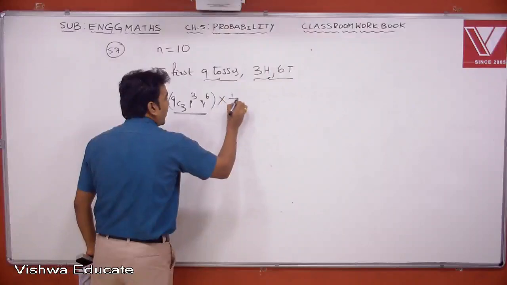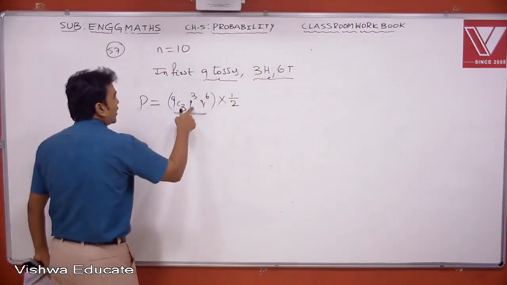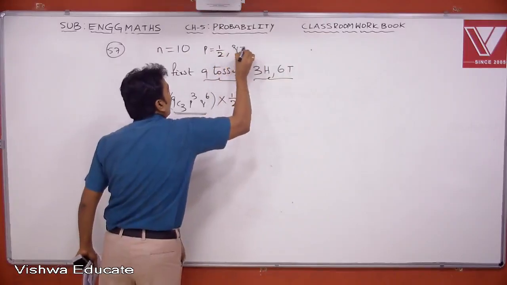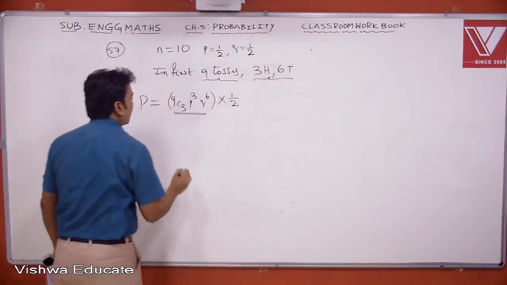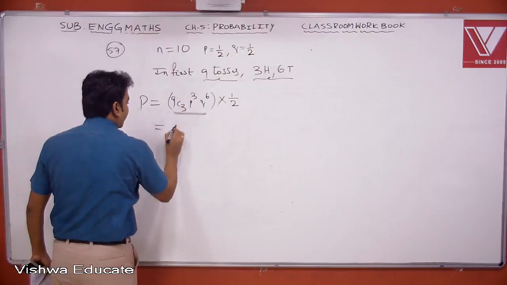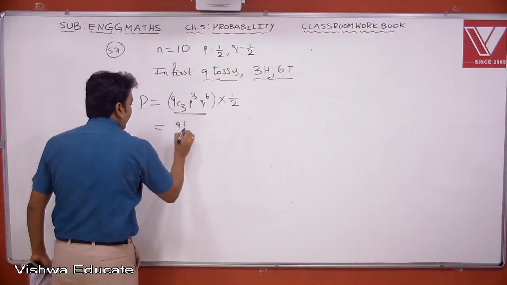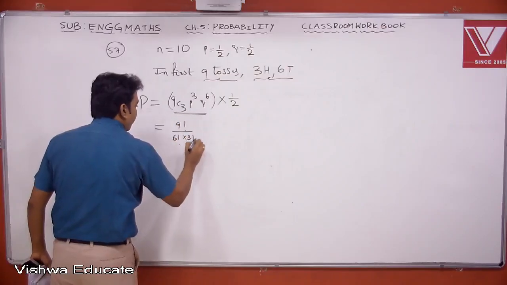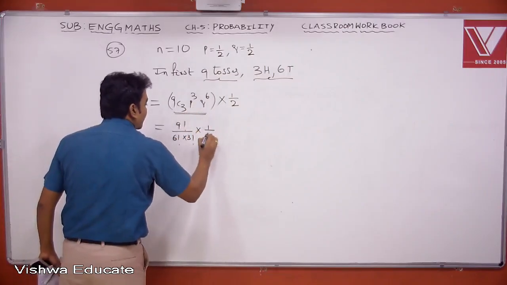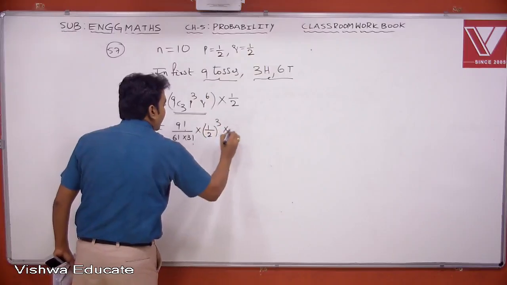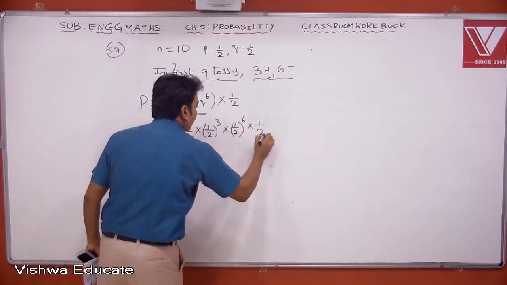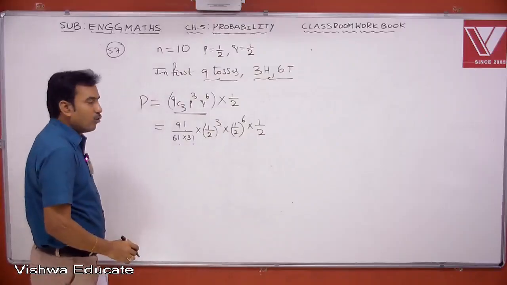So the probability of getting head is 1 by 2. Here what is p? The p value is the probability of getting head. This is 1 by 2. What is q? Probability of getting tail. This is 1 by 2. So therefore this is 9C3. 9C3 we can write as 9 factorial divided by (9 minus 3) factorial, 6 factorial into 3 factorial. Here the value of p is 1 by 2, 1 by 2 whole cube, into q is again 1 by 2, 1 by 2 whole power 6, into 1 by 2 whole power 1.